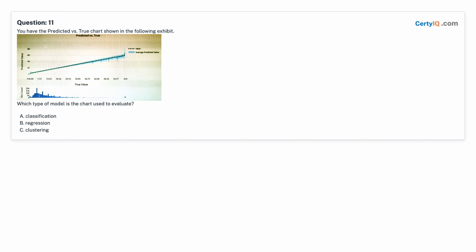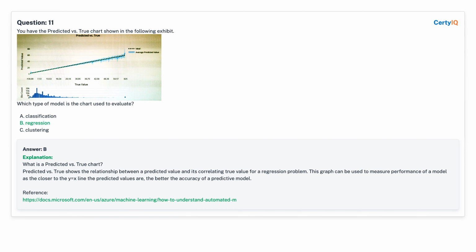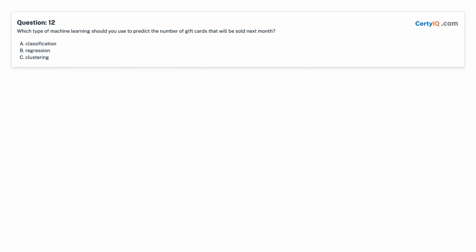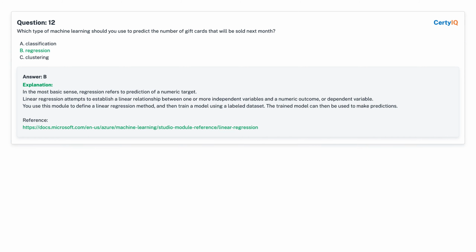Question 11. You have the predicted versus true chart shown in the following exhibit. Which type of model is the chart used to evaluate? A. Classification. B. Regression. C. Clustering. Answer is B. Regression. Question 12. Which type of machine learning should you use to predict the number of gift cards that will be sold next month? A. Classification. B. Regression. C. Clustering. Answer is B. Regression.